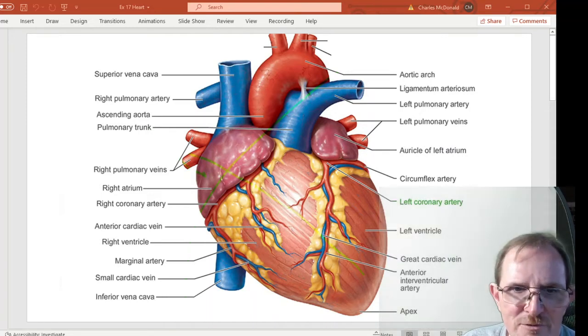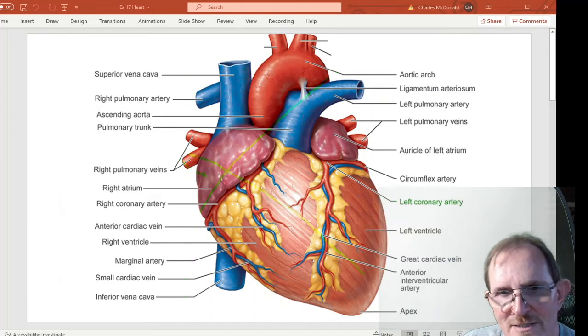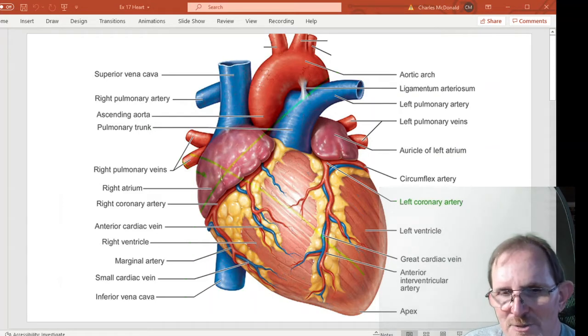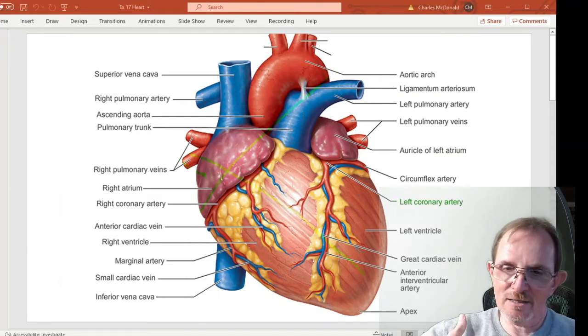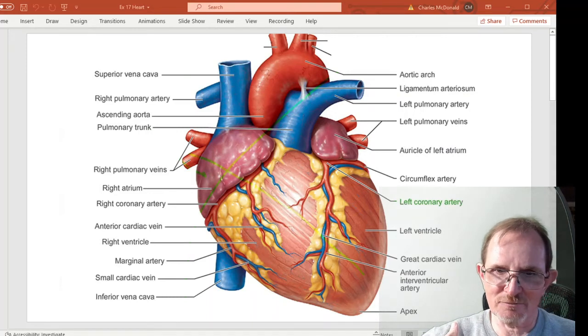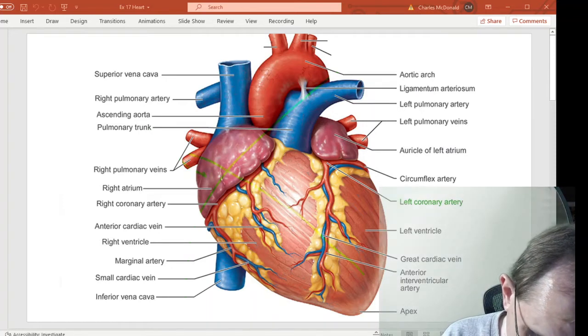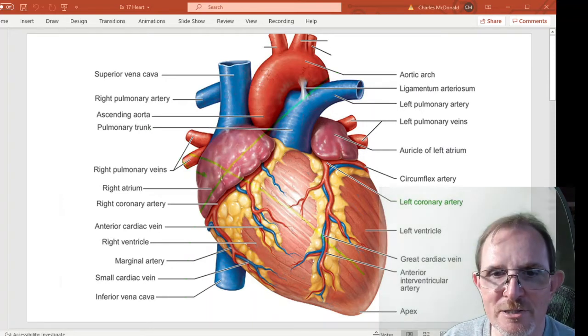Okay, pulmonary trunk is right here. This is the main blood vessel that leaves the right part of the heart to go to the lungs. It then splits into 2, one to the left and one to the right. That's because you've got lungs on both sides of the heart. So it comes up and then it goes. That's the pulmonary trunk. And then the pulmonary arteries are going to be these right here.